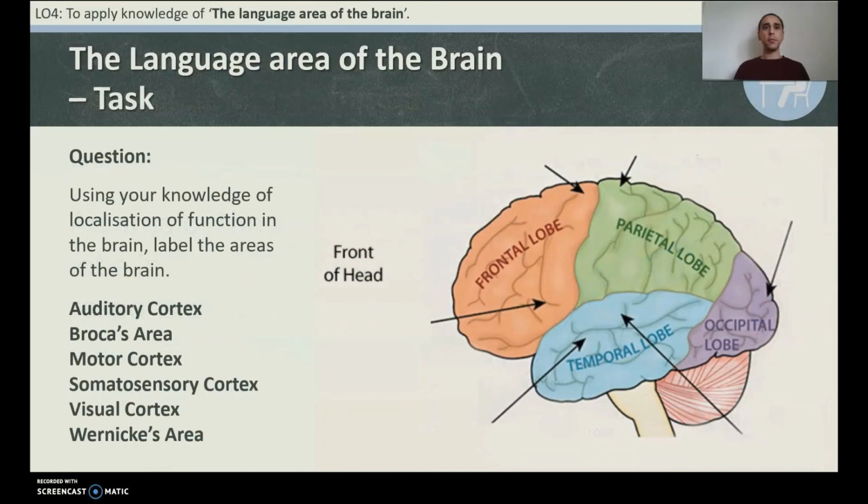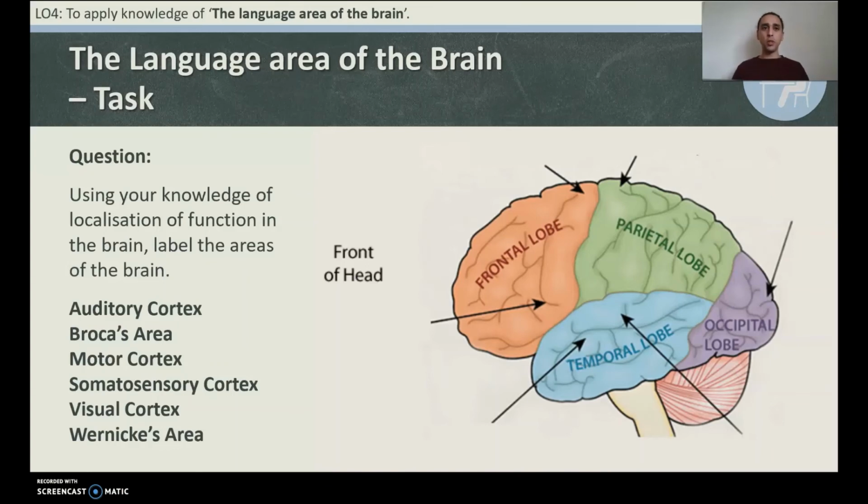Question. Here's a task. You've been sat there doing nothing so far. You should be writing notes, not doing nothing. You've got to do it for the lesson, so do it. Here's a question. Using your knowledge of localization of function in the brain, you should all be able to label the areas of the brain. Pause the video now and see if you can fill this in.